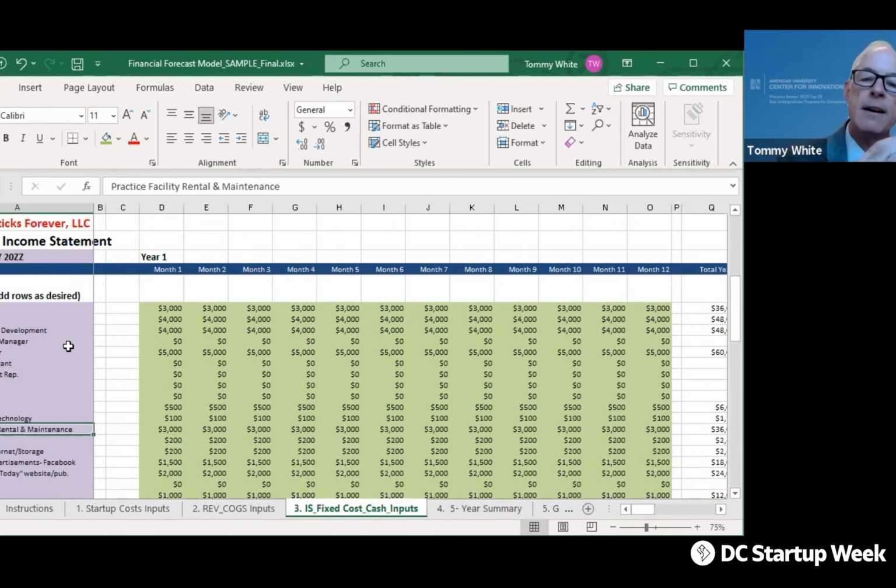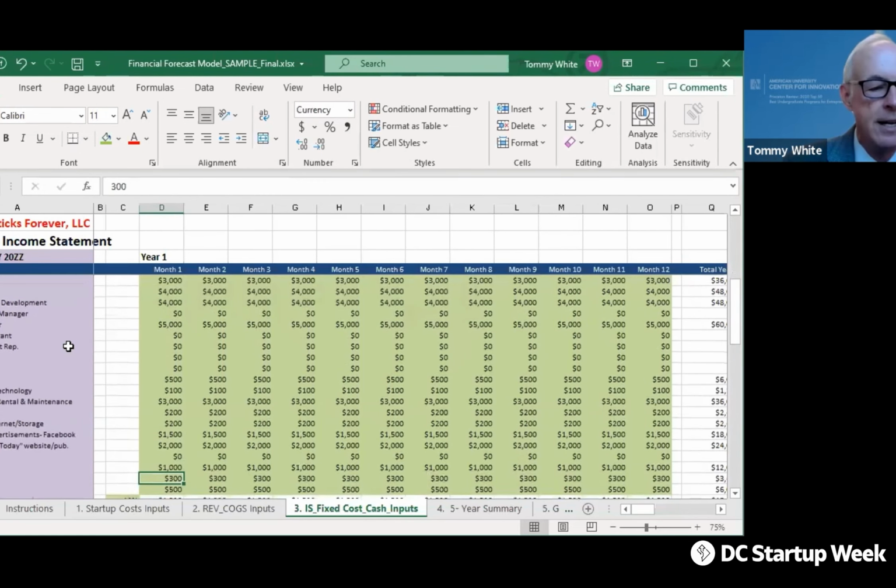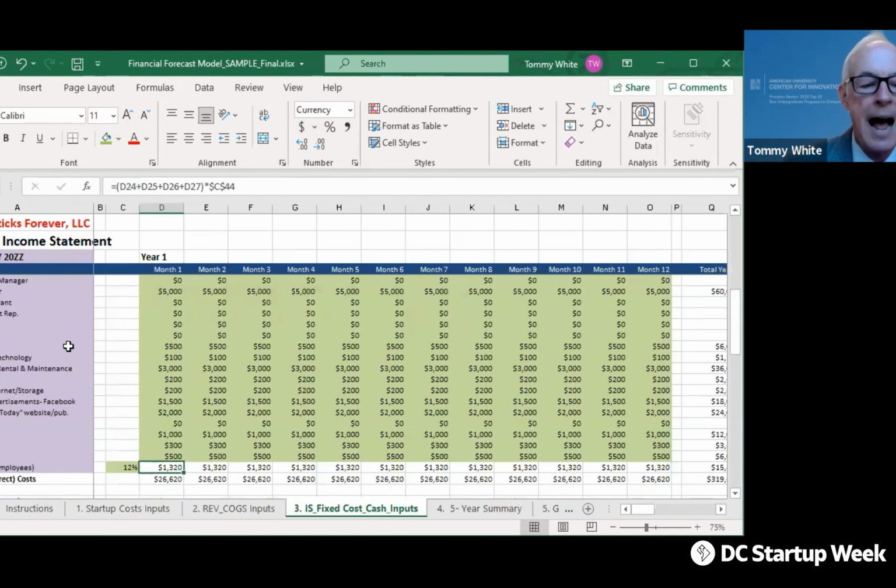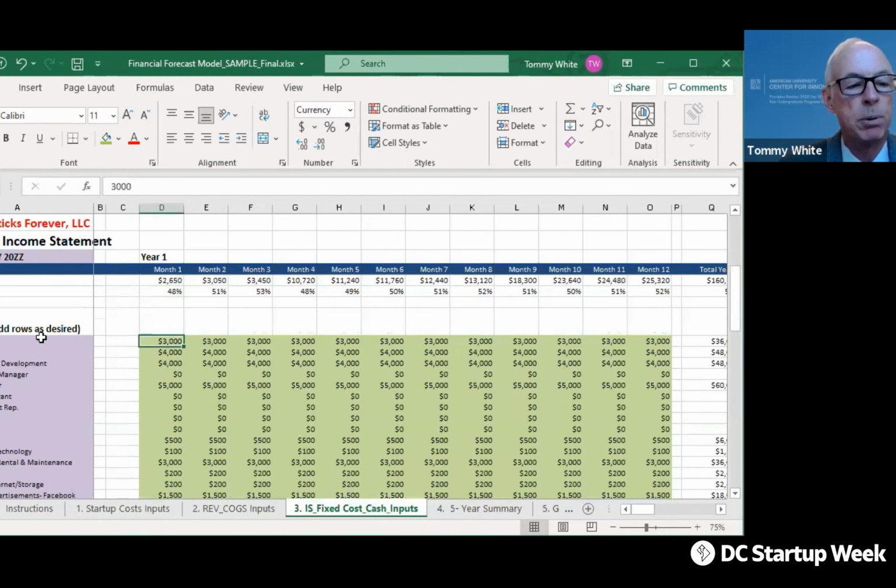So again, I couldn't put that in cost of goods sold, because I can't amortize that out over each unit of a subscriber. So I put it here as a fixed cost. And then I have others: communications, advertising, legal, regulatory. I have this fringe benefit number here of 12%. If you look at the formula, you can see I'm taking this on D24, D25, D26, D27. These are my considered employees in the company right now.